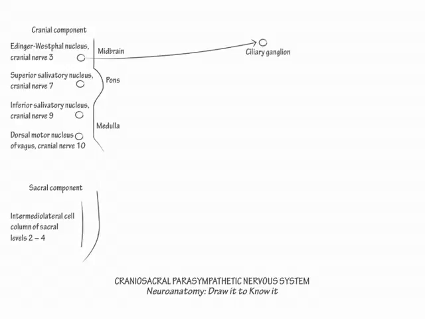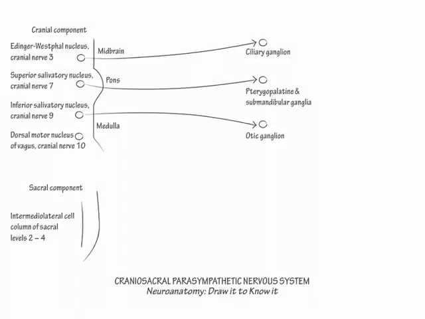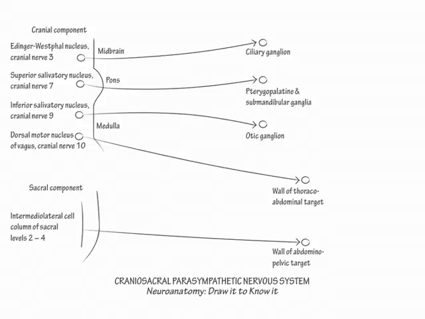Indicate cranial nerve 3 relays in the ciliary ganglion, cranial nerve 7 relays in both the pterygopalatine and submandibular ganglia, cranial nerve 9 relays in the otic ganglia, and cranial nerve 10 relays in the walls of its target organs in the thoraco-abdominal cavity. The visceromotor cell axons from sacral levels 2 through 4 pass through the sacral plexus and then travel as the pelvic splanchnic nerves before they relay in the ganglia of their target organs in the abdomen and pelvis. The ganglia lie far from the origination nuclei and near to their target organs.